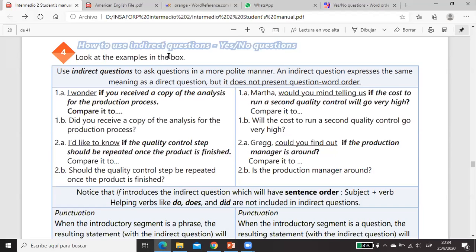Please, Mario, can you read the examples on the left, please? Number 1A: I wonder if you received a copy of the analysis for the production process. Compare it to 1B: Did you receive a copy of the analysis for the production process? Continue. 2A: I'd like to know if the quality control step should be repeated once the product is finished. Compared to: Should the quality control step be repeated once the product is finished? Okay, thank you very much.